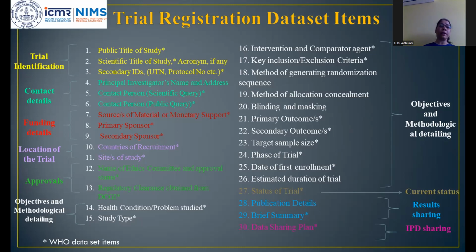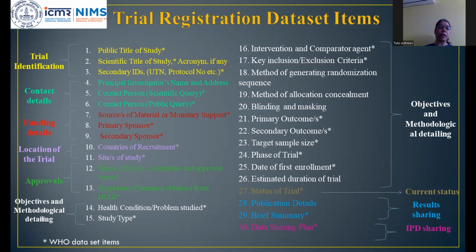And then we have the contact details: the primary principal investigator's name and address, the scientific contact person who can answer scientific queries, and the contact person for public queries. Then we have the funding details: who is your primary sponsor, secondary sponsor, or source of material or monetary support. Then we have the location of the trial, where it is being conducted, whether in India or outside India, and the site of the study with the exact address.